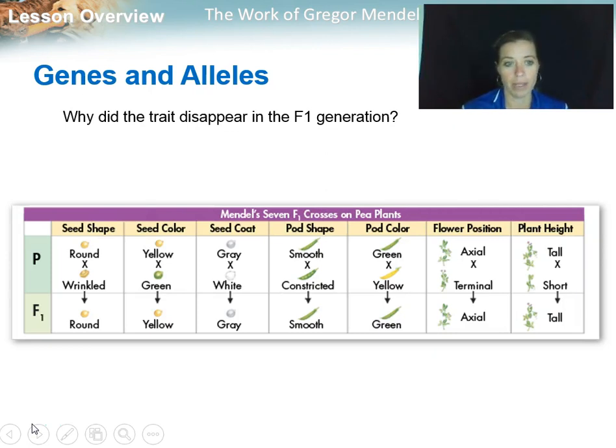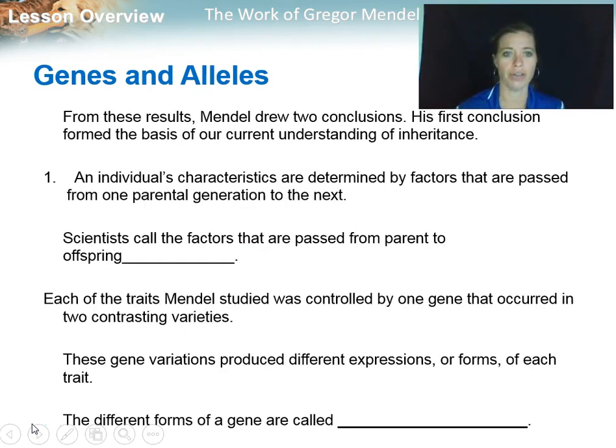And this is what happened. If you look, the yellow and the green always had yellow babies, and the round and the wrinkled always had round babies, and the gray and the white always had gray babies, and you can take a look at the chart below to see the different outcomes that he got. So why did the traits disappear in the F1 generation? Well, Gregor Mendel thought that there was a lot of really interesting information that came from this experiment.